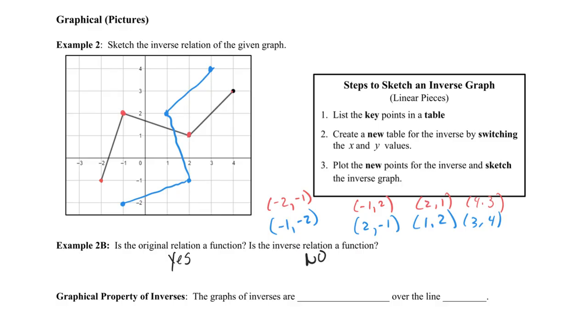All right, let's look at this last thing down. Graphical property of inverses. The graphs of inverses are reflections over the line y equals x. I'll show you that in just a second. So if you look at that green line there, that is the line y equals x, and I can fold that. If I fold that graph over that green line, both of those would end up being on top of each other. So it's a reflection over the line y equals x.